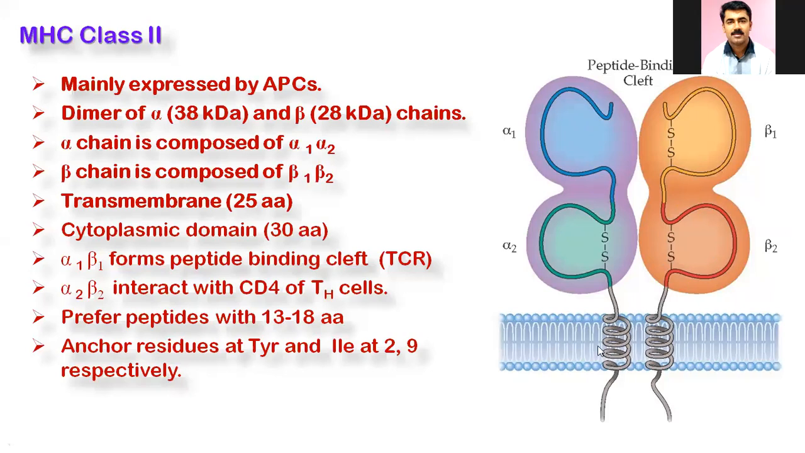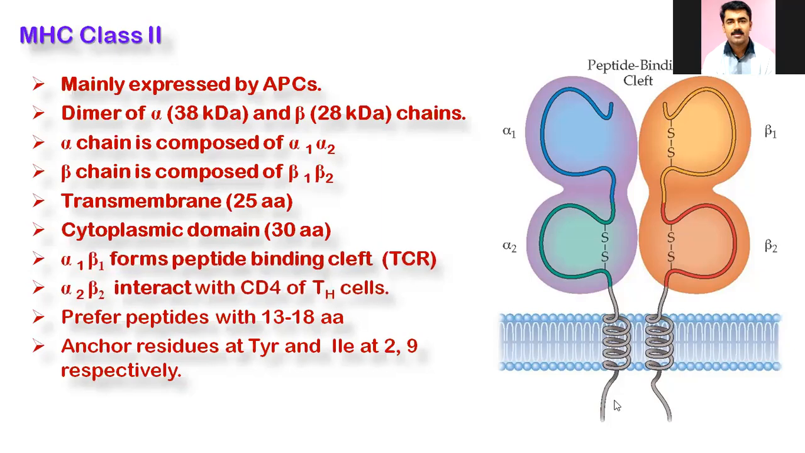Again, it is made up of 25 amino acids, and the cytoplasmic tail is made up of charged amino acids. Here the alpha 1 and beta 1 domains form a cleft for binding of the peptides derived from antigens. And the alpha 2 and beta 2 domains can interact with CD4 of the Th cells.